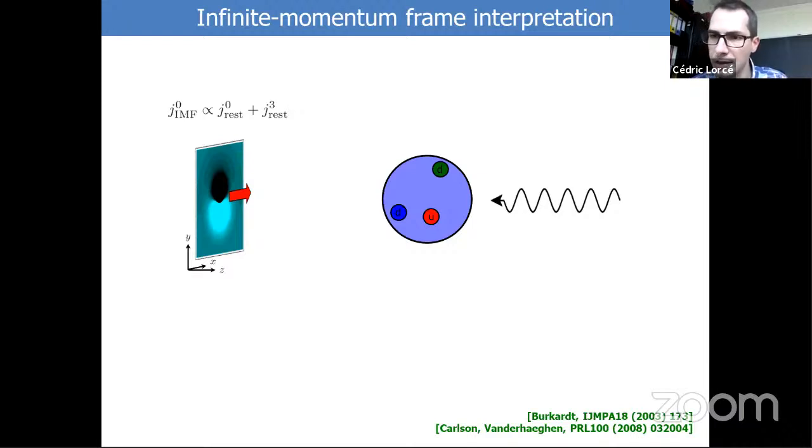Equivalently, we can say we can set the nucleon at rest, but it's the observer that is moving with the speed of light. Essentially, it's just like if you were sitting on the photon that is interacting with the system. And relativity tells you that the charge density in a certain frame is a linear combination of the charge density in another frame and the current in that other frame. So for example, if you're looking at the charge density in the infinite momentum frame, it's not just the density in the rest frame, but it's a combination of the rest frame density and the rest frame current in the z direction. And this is really what relativity tells us.